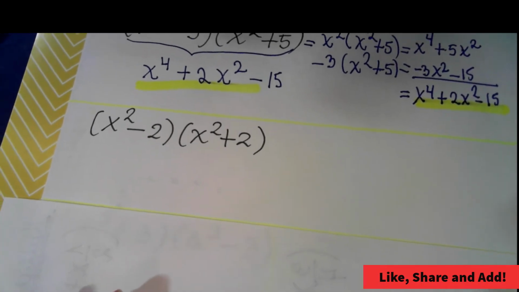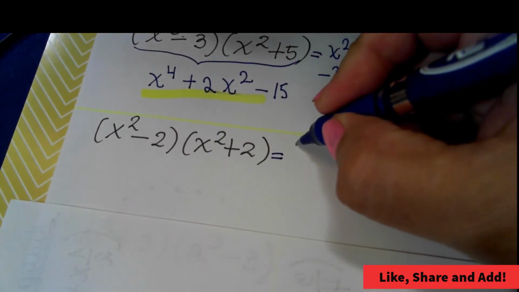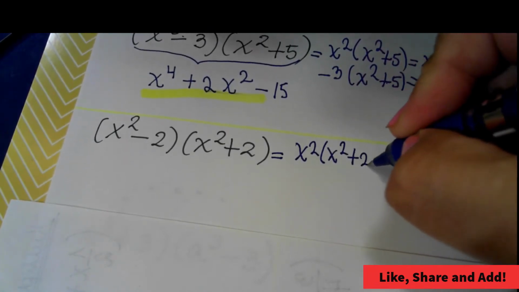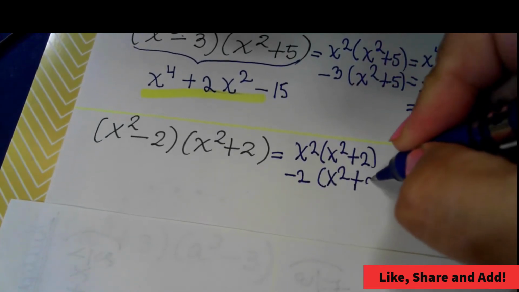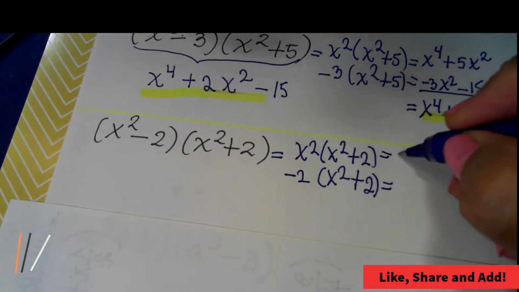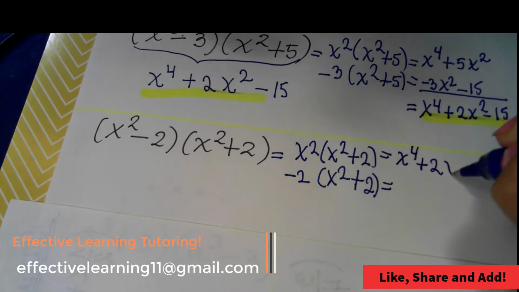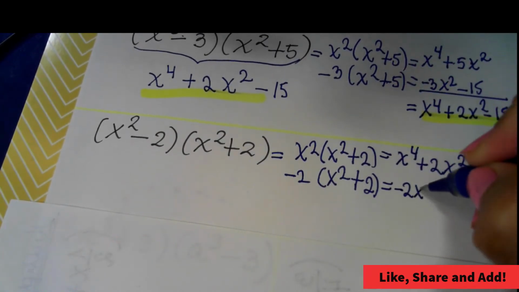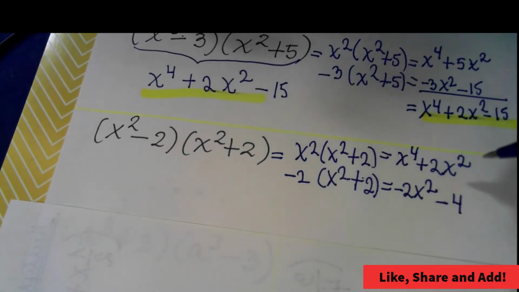Here we have a very special situation. Here again, x squared we have to multiply with x squared plus 2, and negative 2 times x squared plus 2. So this is equal: x squared with x squared is x to the 4th. X squared plus 2 is plus 2x squared. Negative 2x squared is negative 2x squared. Negative and positive is negative, 2 times 2 is 4.